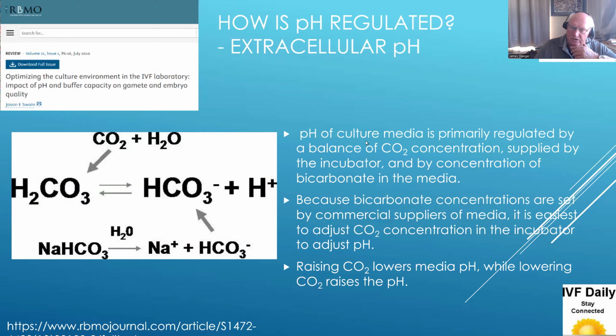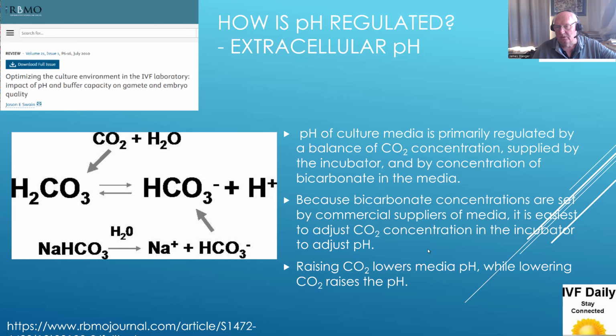And as you know, the pH of culture media is primarily regulated by the balance of CO2 concentration supplied by the incubator and by the concentration of bicarbonate in the media. Because bicarbonate concentrations are set by the commercial suppliers of the media, it's easiest to adjust the CO2 concentration in the incubator to get the pH that you want. So basically, adding more CO2 will lower your pH, and lowering your CO2 will raise the pH.